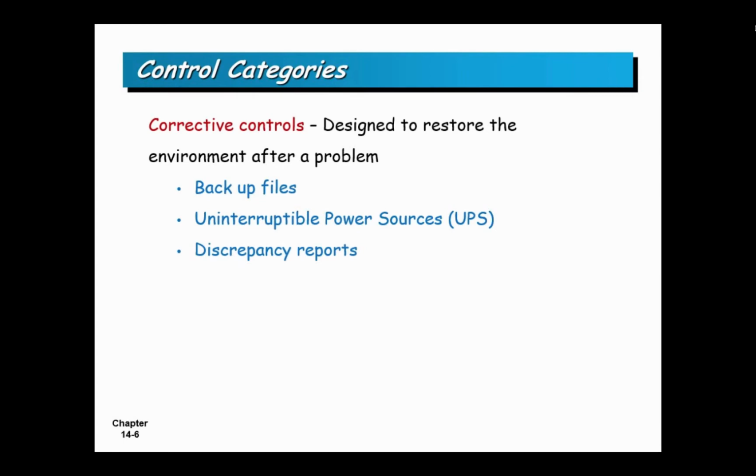So if you have corruption in your primary file, you can use your backup files to get your data back, hopefully to the point of where it was before. UPS, uninterruptible power sources. Backup power in case you have a power outage. Hospitals need to have these, right? And if you do have them and you're in lower Manhattan, you probably don't want them in the basement, which is what happened with Hurricane Sandy. And they got flooded. And discrepancy reports, these might be corrective, they may be detective.